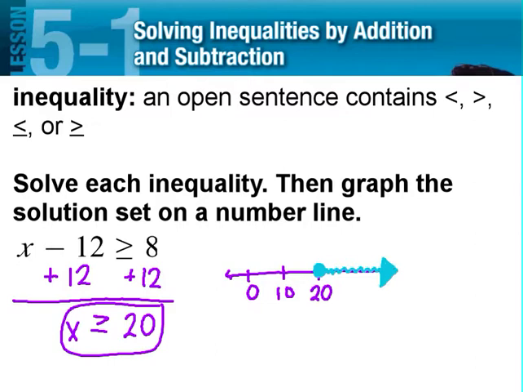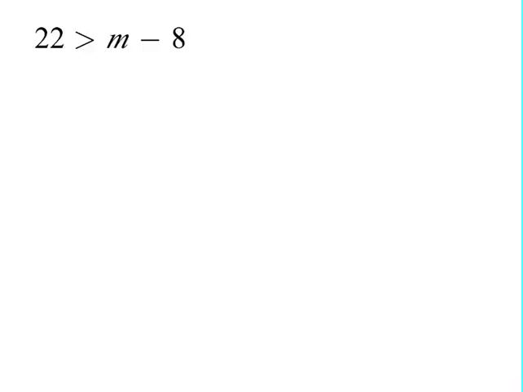We're going to go ahead and look at another one. Here you go. 22 is greater than m minus 8. What should I do? Add 8. Very good. So I'm going to add 8 to both sides. What do you get on the left side now? 30 is greater than m.